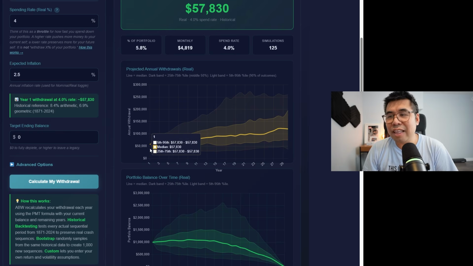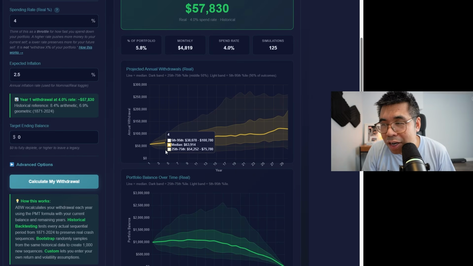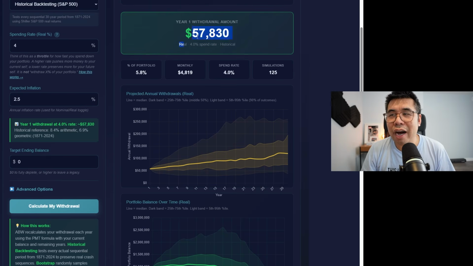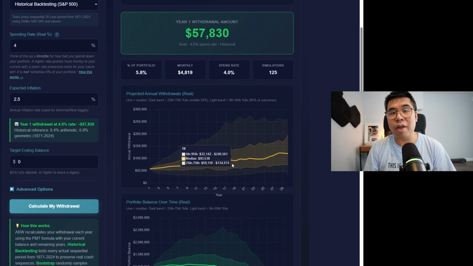But then when we're talking about percentiles, there's the 5th and 95th. So there's the 5% worst case scenarios at the very bottom here. If you scroll over, it can go down to 30K. My first year, it's saying I can withdraw 58K, but in the worst scenarios, in the downtrends, we're talking about it can go all the way down to 30-ish, and it's like 29 even. And the question would be, am I okay with that? If I'm not, then I probably need either a bigger portfolio or an even less aggressive spend rate.